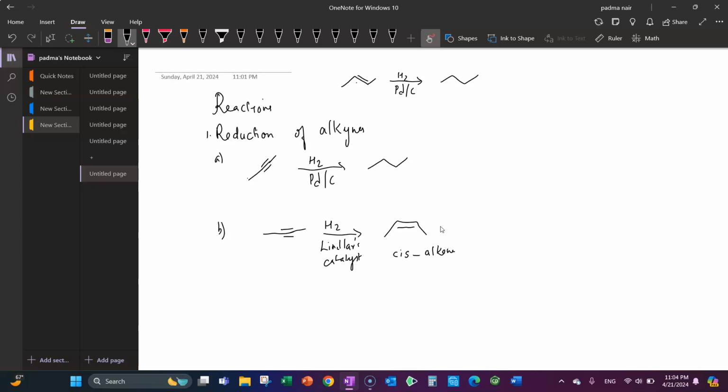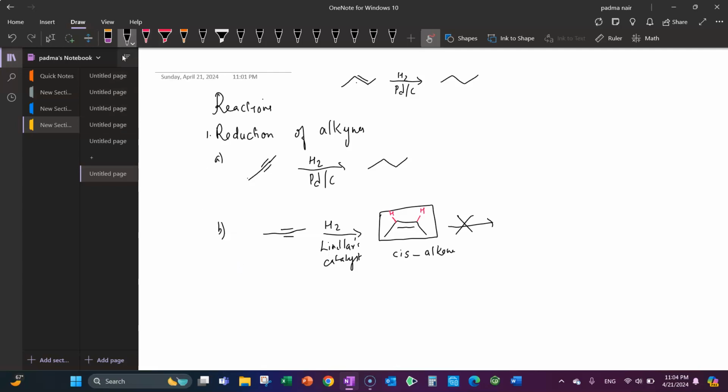And then if there is no further reaction to it, you cannot react it further, so you can actually stop it at the cis alkene stage. It is cis because, see, we have the 2 hydrogens cis to each other, right? So this is cis alkene.